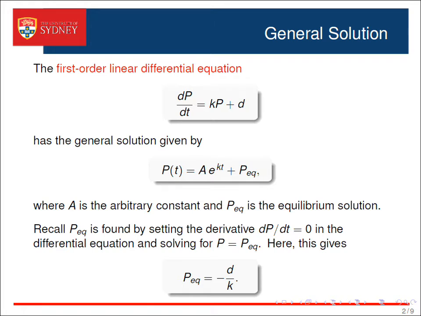Notice if d was 0, our first-order linear differential equation reduces to the constant relative growth rate differential equation, and the solution to that equation is just the exponential a e^(kt). Here, when d is in general not equal to 0, we need to add in a constant, which is p equilibrium. In summary, the general solution to our first-order linear differential equation, dp/dt = kp + d, consists of two parts, an exponential part and a constant part.